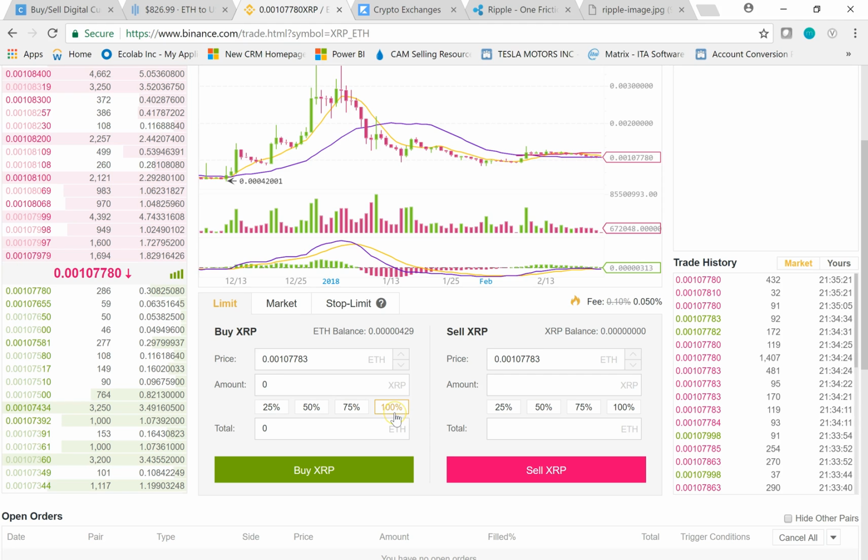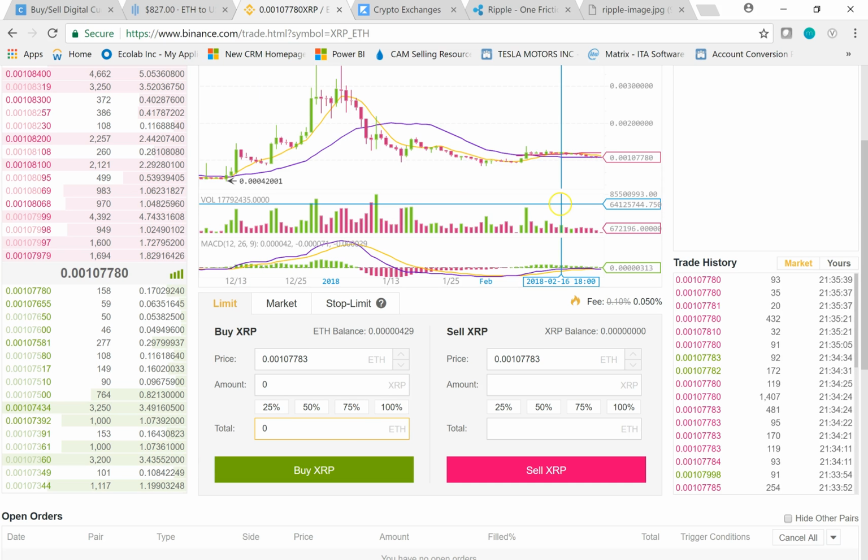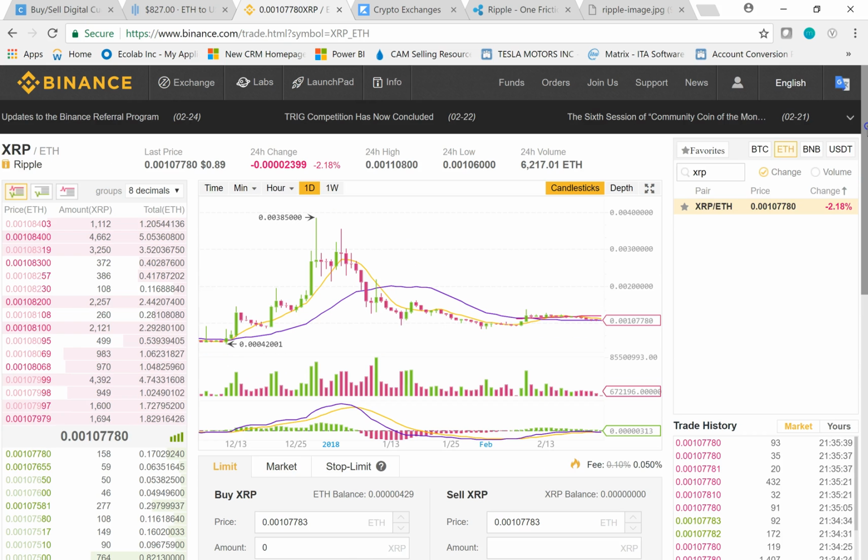And so obviously I have very little Ether, so I can't buy any XRP. But if I did, I would have it right there. I would type in the max amount that I want. That would give me a total, and I would hit buy XRP, and the XRP transaction would be completed.